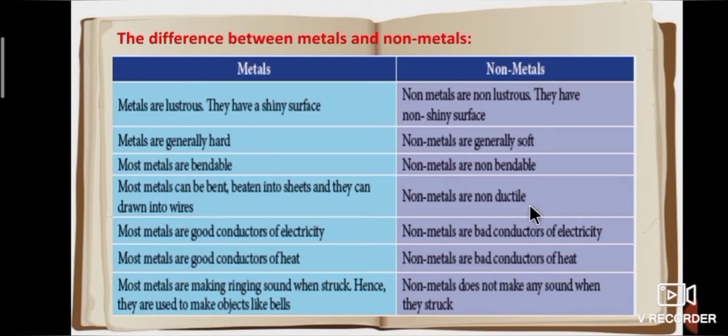Non-metals are non-ductile. Most metals are good conductors of electricity. Non-metals are bad conductors of electricity. Most metals are good conductors of heat. Non-metals are bad conductors of heat. Most metals make a ringing sound when struck. Hence, they are used to make objects like bells. Non-metals do not make any sound when struck.